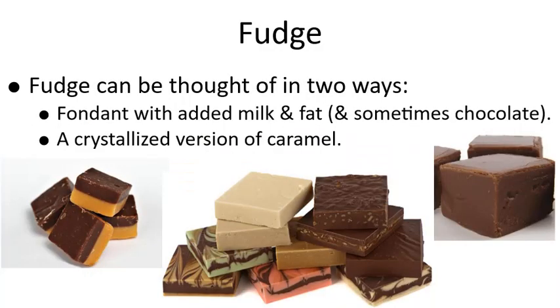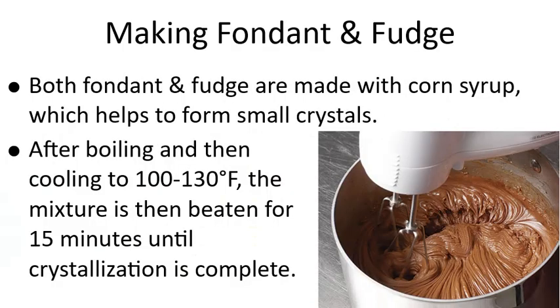Another crystalline candy is fudge. Now, we can think of fudge in two different ways, either as a fondant with added milk and fat, and sometimes chocolate, or as a crystallized version of caramel. Both fondant and fudge are made with corn syrup, which helps to form the many small crystals that prevent the growth of a few very large crystals that would be difficult to chew.